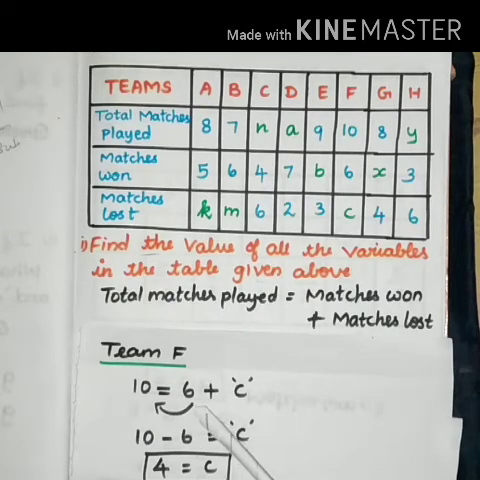So, the constant value, that is plus 6, will go to the left hand side, which means it will change into minus 6. 10 minus 6 is 4. C value equal to 4. So, the matches lost by team F is 4.